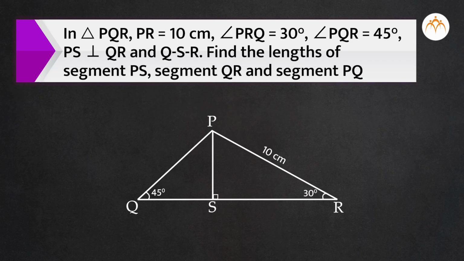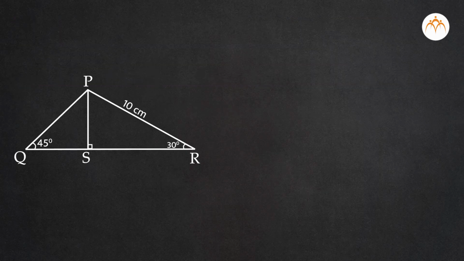In triangle PQR, PR is equal to 10 cm, angle PRQ is equal to 30 degrees, angle PQR is equal to 45 degrees, PS is perpendicular to QR and point S lies between point Q and point R. Now find the lengths of segment PS, segment QR and segment PQ. Let's see the solution. What's given?